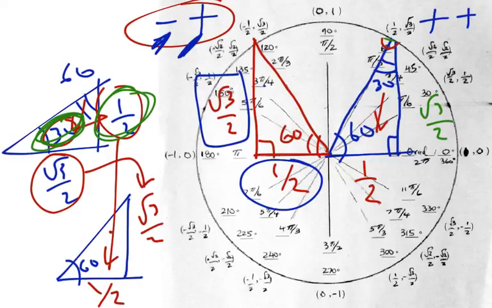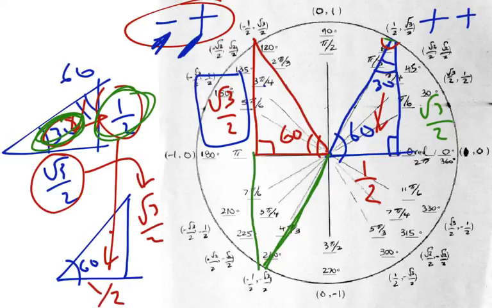Let me do Q3. So let's erase a little bit over here. Q3. I'm going to build that triangle the same way. Let's do it green. So this is going to be my 60. That's going to be my 60. And you see this? Look. Now this is a reflection of this triangle over the x-axis.